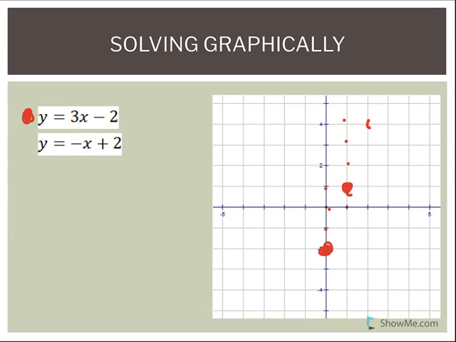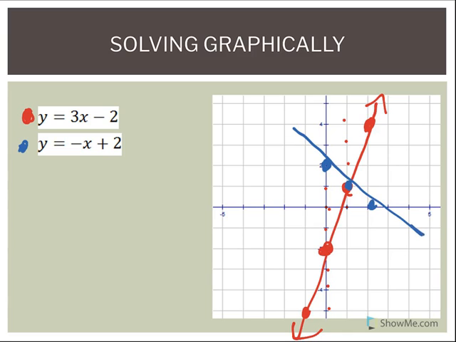Up 1, 2, 3 over 1. Or I could say down 1, 2, 3 over 1. So I know that the line for this equation looks like so. Now I'm going to try my other one, y equals negative x plus 2. This would have a y-intercept of positive 2, and then a slope of negative 1. So down 1 over 1, down 1 over 1.